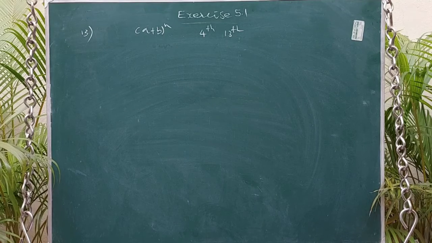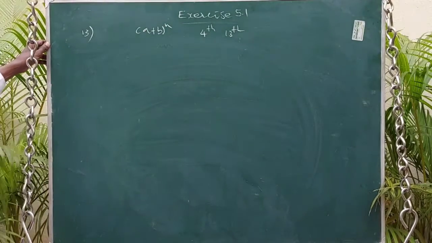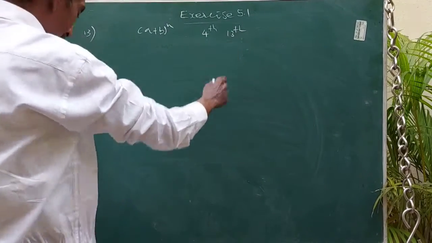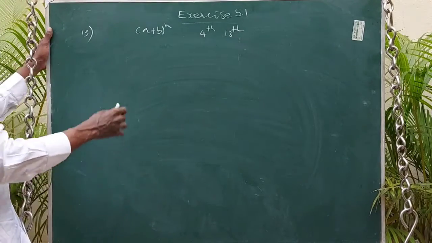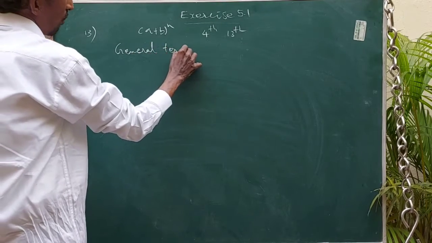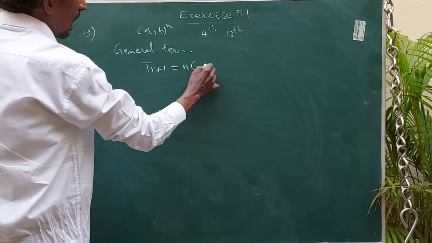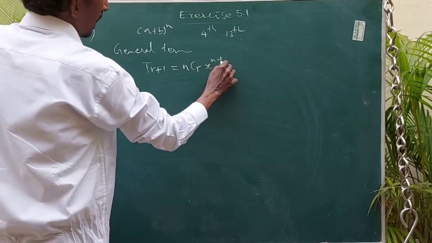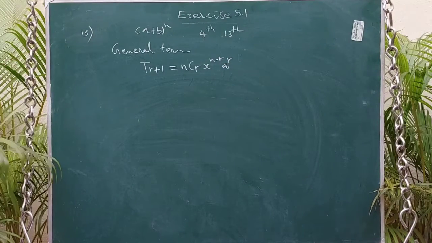Now question number 13 in exercise 5.1. In the binomial expansion of a plus b the whole power n, the coefficient of the fourth term and the 13th term are equal. Then find the value of n. So my dear student, first we have to write the general term formula. We know that it can be represented as T of r plus 1 equal to nCr x power n minus r, a power r. For x plus a the whole power n, it is nCr x power n minus r, a power r.